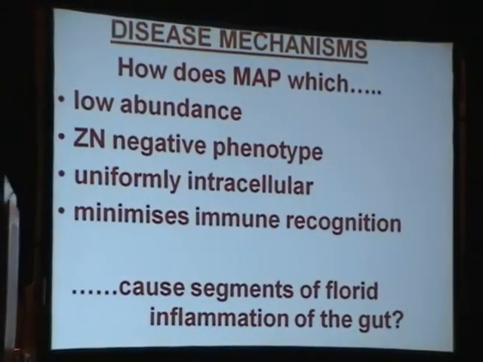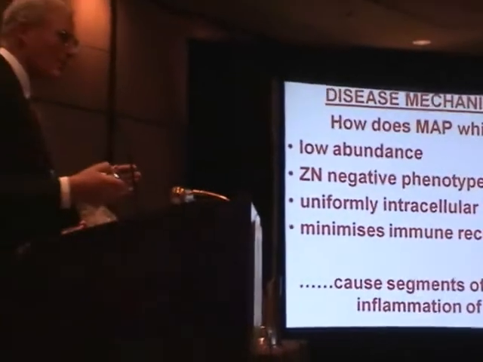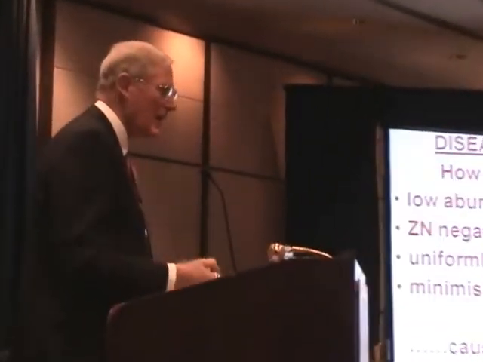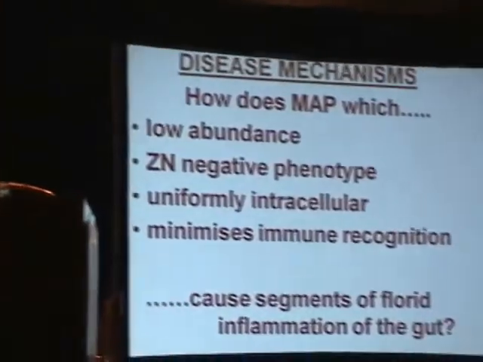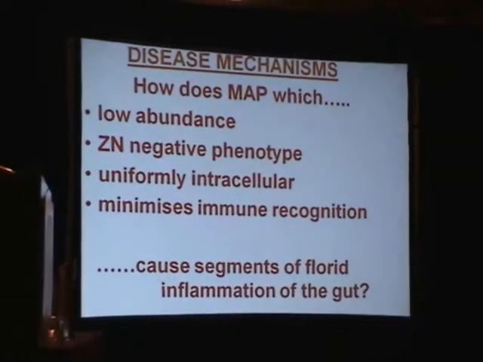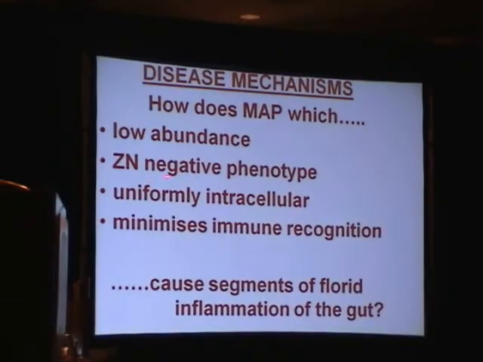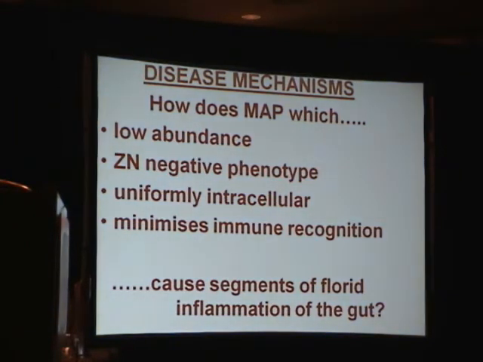Now, this is an absolutely pivotal portion of this story in terms of understanding how this organism is causing disease in humans. And I begin it with a question. How does MAP, which is an organism present in low abundance, which is uniformly Zn negative in phenotype, which is intracellular as far as we know, and which minimizes immune recognition, cause segments of florid inflammation of the gut?